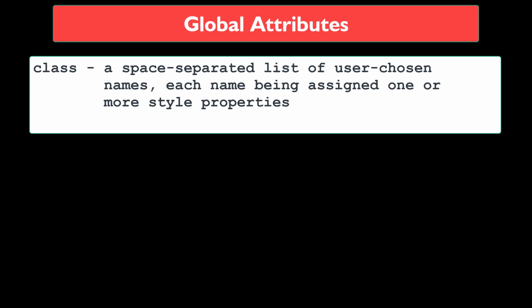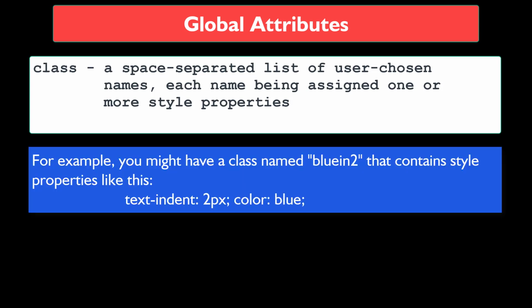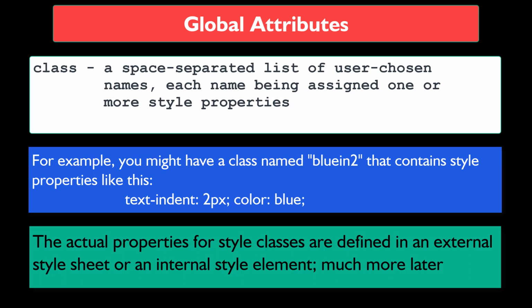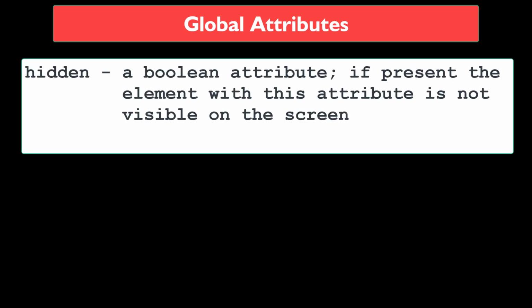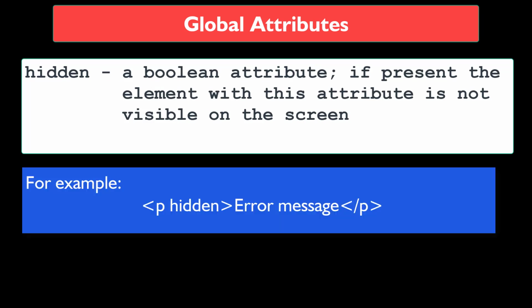Class is a space-separated list of user-chosen names, each name being assigned one or more style properties. For example, you might have a class named BlueIn2 that contains style properties like this: text indent 2 pixels, color blue. The actual properties for style classes are defined in an external style sheet or an internal style element, much more later. The hidden global attribute is a Boolean attribute. If present, the element with this attribute is not visible on the screen.